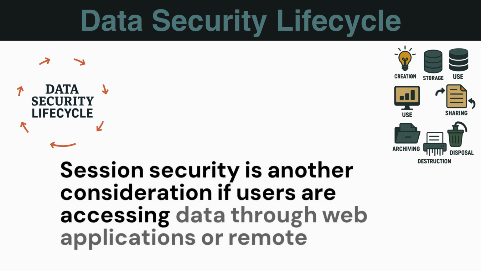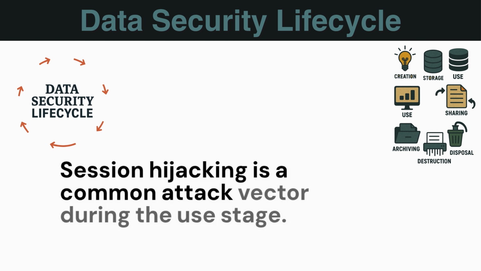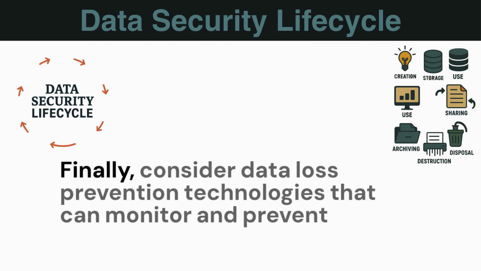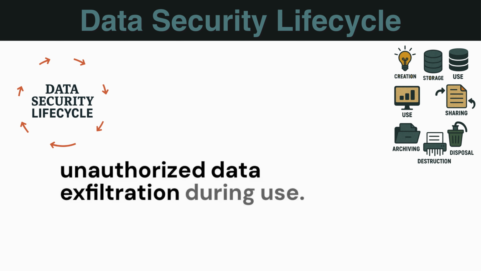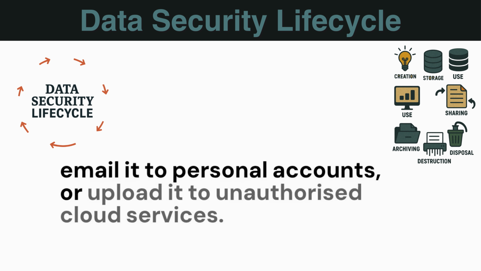If users are accessing data through web applications or remote sessions, those sessions need to be encrypted, authenticated, and properly terminated when complete. Session hijacking is a common attack vector during the use stage. Finally, consider data loss prevention technologies that can monitor and prevent unauthorized data exfiltration during use. These systems can detect when users are attempting to copy sensitive data to USB drives, email it to personal accounts, or upload it to unauthorized cloud services.